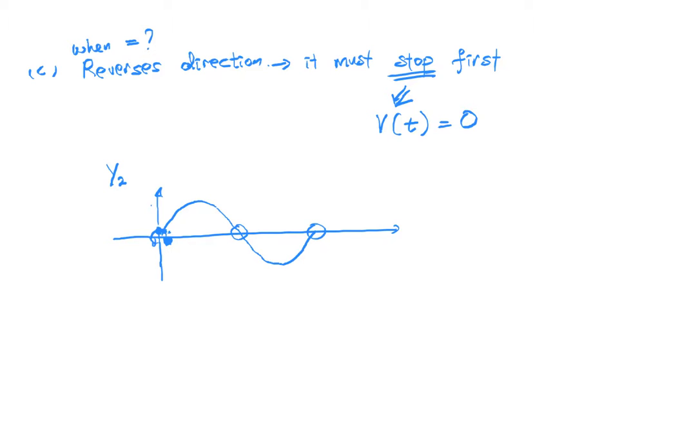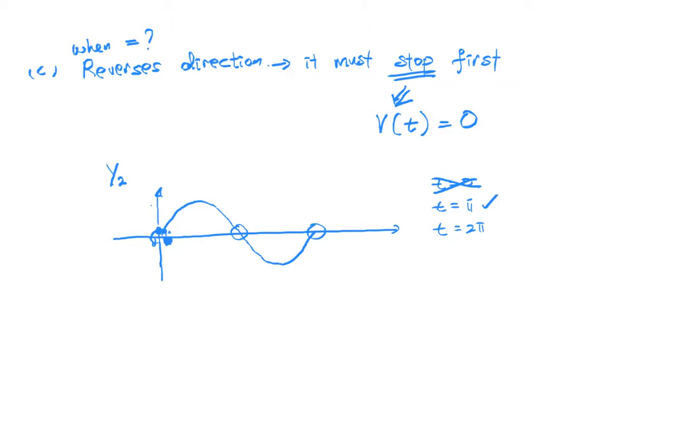So there are 3 values, correct? So what are the values? T equal to 0, T equal to pi, T equal to 2 pi. All right? Beginning, so the beginning is not counted. So when the particle reverses direction within this interval, T equal to pi.